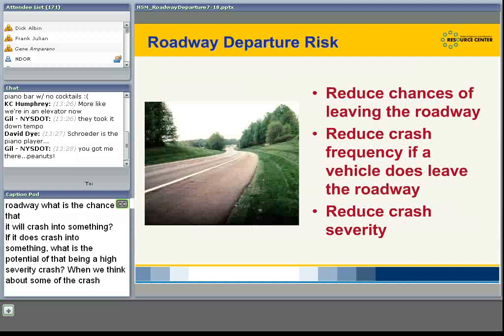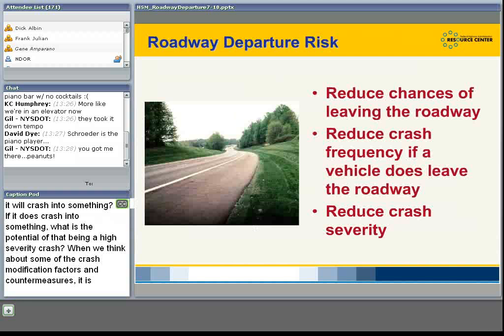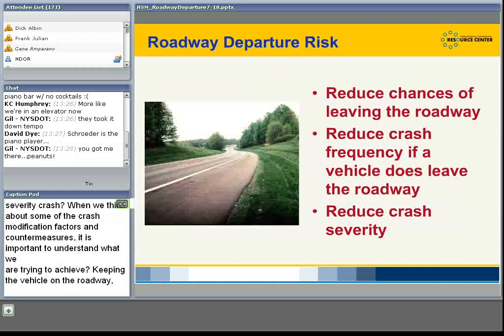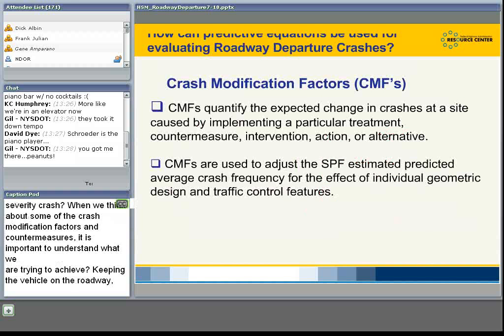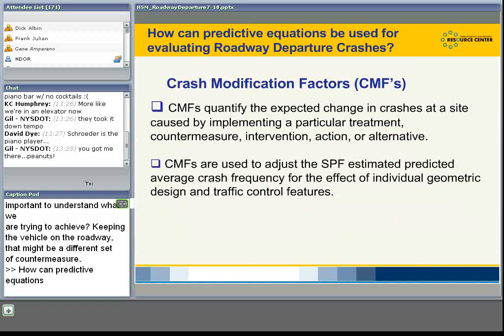And when we think about some of the crash modification factors and some of the countermeasures we have available for us, it's important to really understand what are we trying to achieve. If we're trying to achieve keeping the vehicles on the roadway, that might be a different set of countermeasures, and on down.